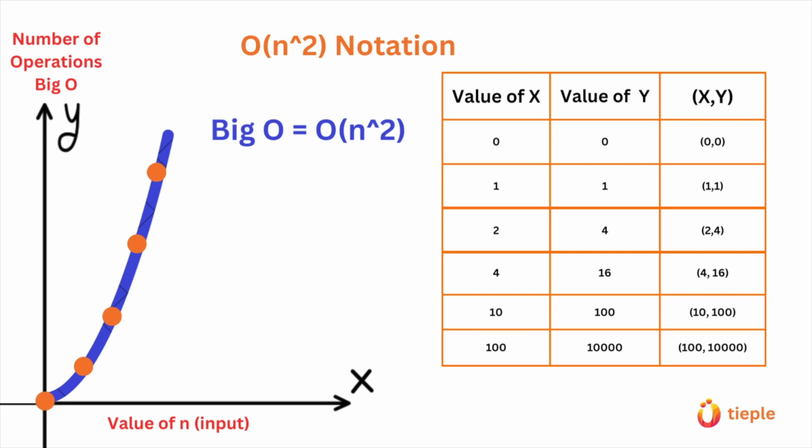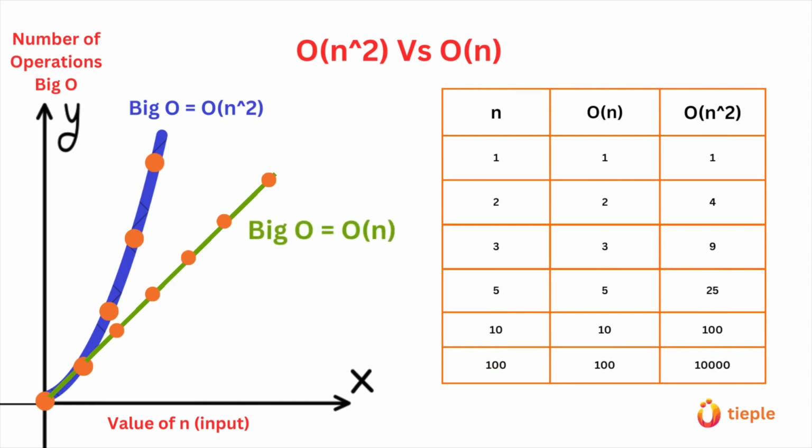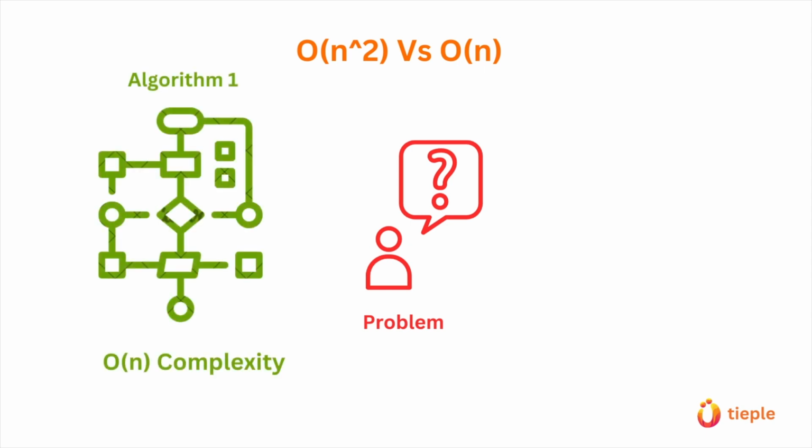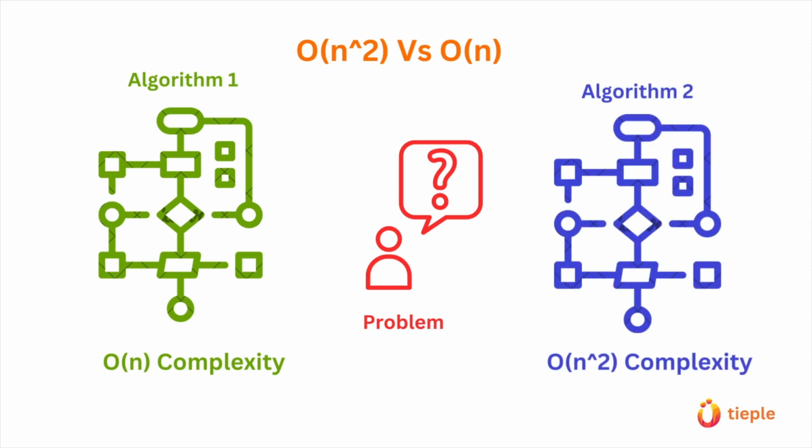Now, let's compare both order of n and order of n square on the same graph. Order of n seems to be better because for the same n, order of n is smaller than order of n square. That means if n equal to 2, order of n is 2 while order of n square is 4. So if you have 2 algorithms for a given problem, one with order of n complexity and one with order of n square complexity, the more efficient one is the one with order of n complexity.